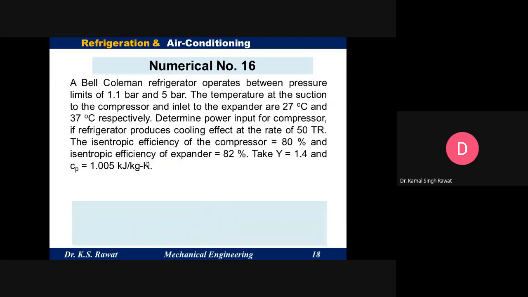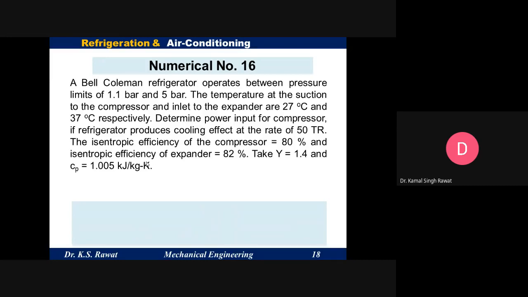Now, the next question is question number 16 according to our tutorial sheet. A Bell-Coleman refrigerator operates between pressure limits of 1.1 bar and 5 bar. So the pressure limits are given as 1.1 bar and 5 bar. It means the lower pressure is 1.1 and the higher pressure P2 is 5 bar.